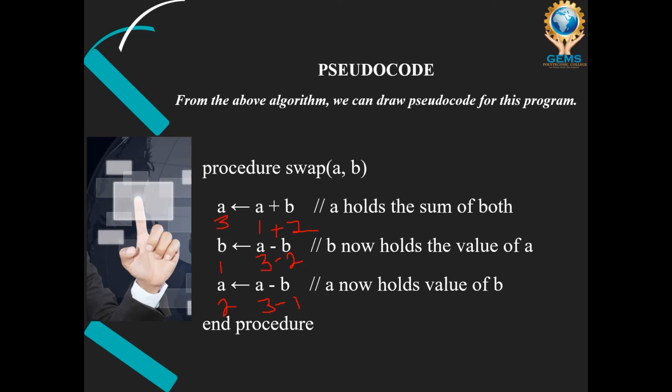Clear? So this is the concept on which swapping two numbers without using a third variable is working. I hope my dear students, now it's clear for you.